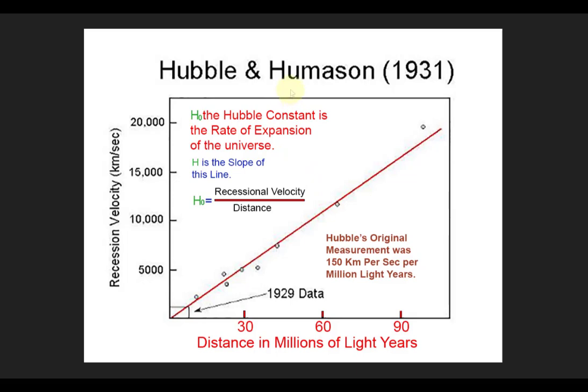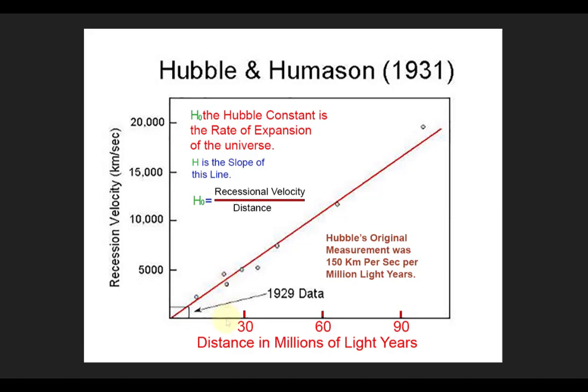Now Hubble and his friend Humason. Humason is a really good story because he was a mule driver for the observatory. He was carrying stuff up the mountain. Eventually Humason became a world famous astronomer. Together they worked on this problem. They measured the radial velocity or recessional velocity of some galaxies. Each one of these dots represents the distance in millions of light years and also the recessional velocity of a galaxy.